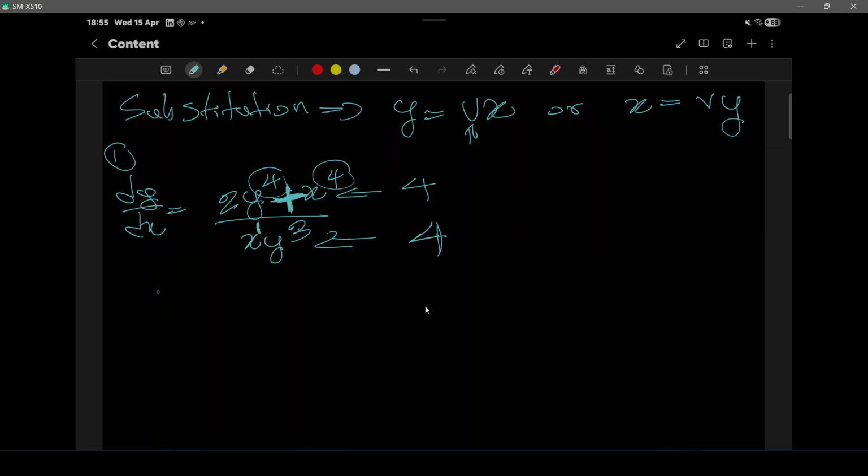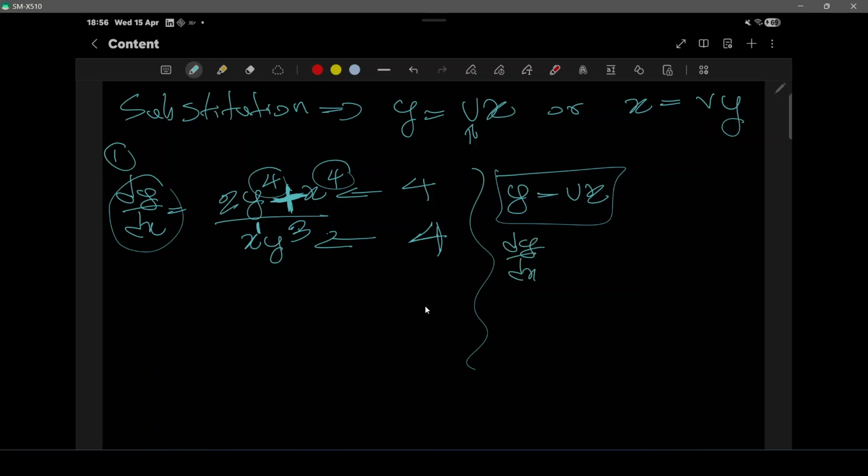Now what you have to do is use the substitution y equal to vx. If we use the substitution y equal to vx, we have to find dy over dx. So we differentiate this equation with respect to x. This is a multiplication, so we first differentiate v and keep x. So dy over dx is equal to dv over dx times x plus v times 1.